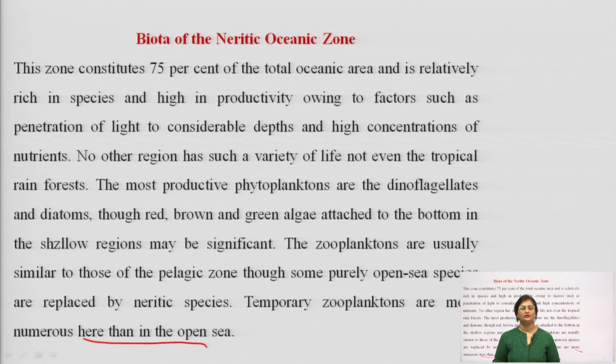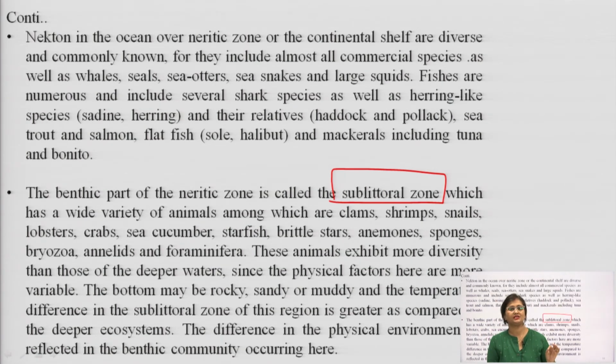Now, we will just have a brief glance over the biota of the neritic zone. In the neritic zone, the major biota which are found are nektons. Nektons are larger creatures of commercial importance, namely sharks, whales, sea otters, seals, and a large number of different types of fishes like salmon, mackerel, tuna, bonito, etc. The next part is the benthic or the sublittoral zone, which has a wide variety of smaller animals like clams, shrimps, snails, bryozoa, annelids, etc.